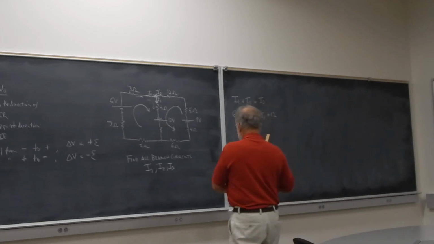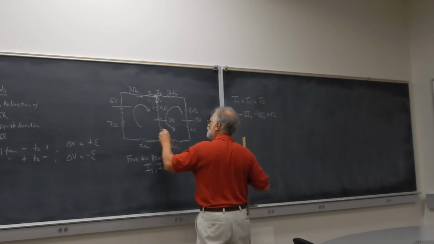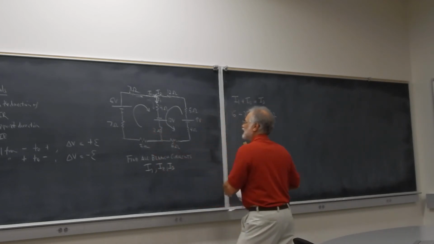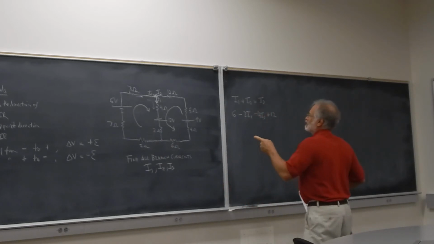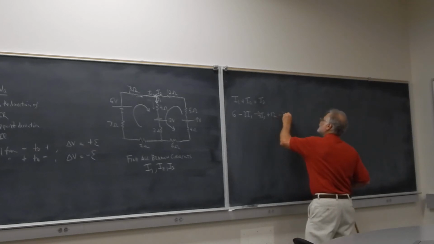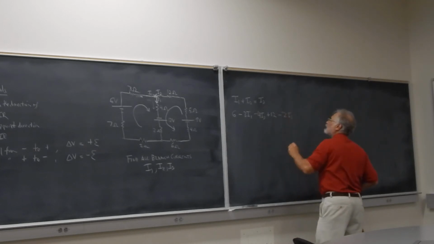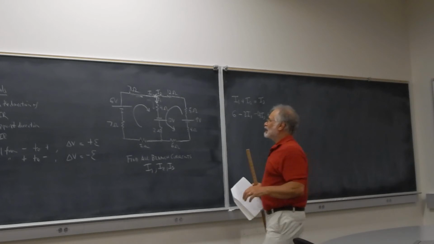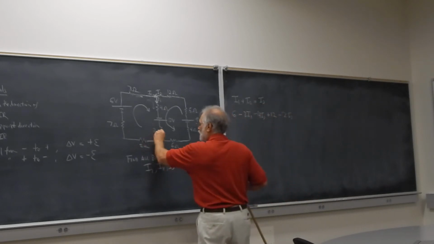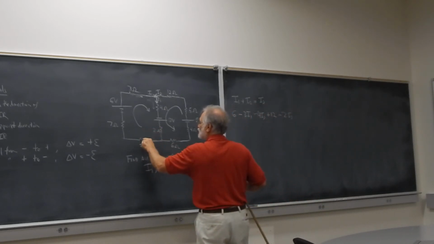The size of this resistor is 2 ohms. So this gives me a term. I'm going in the same direction as the current, so that's going to be a minus 2 times I3. I am now going around the loop, continuing.